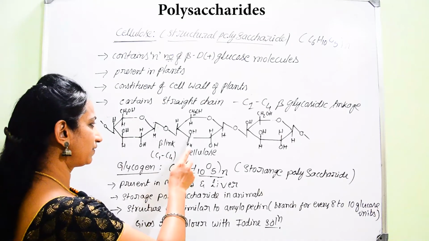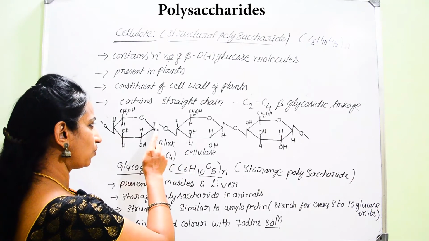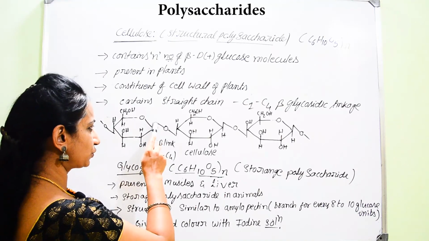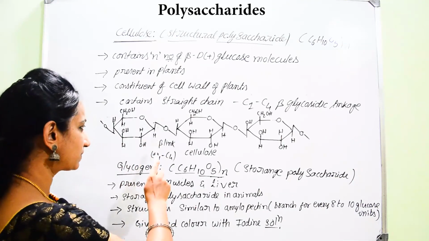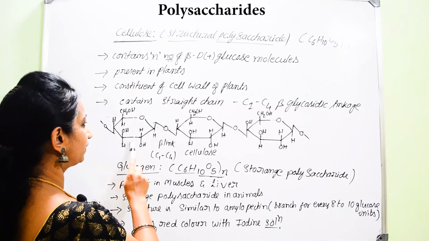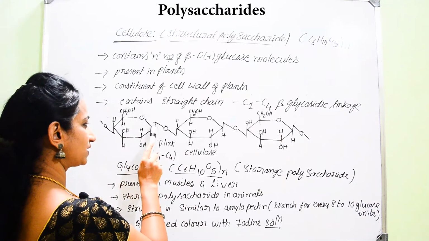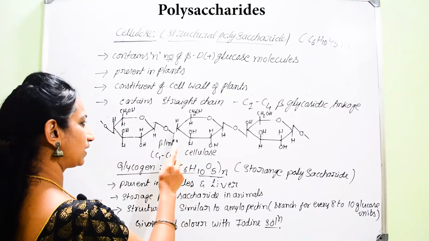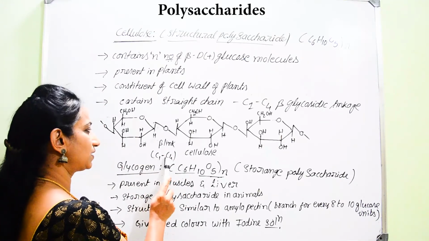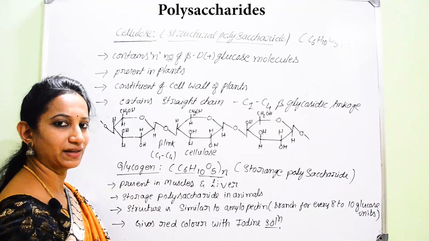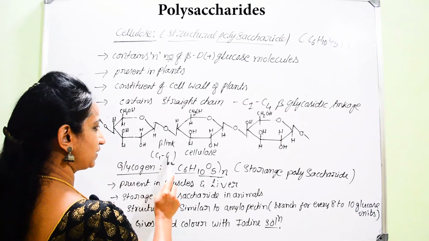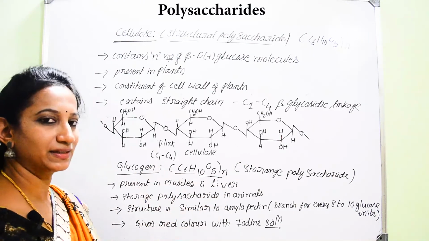Here you can find the presence of an OH group. At the first carbon atom, if the OH group is present above and H is present below, it is considered beta. For the first unit of the monosaccharide, the first carbon atom is involved. In the next unit, the fourth carbon atom is involved in the glycosidic linkage. Hence that linkage is named C1-C4 beta glycosidic linkage. Then you can find n number of such beta C1-C4 glycosidic linkages giving lengthy polymer chains.